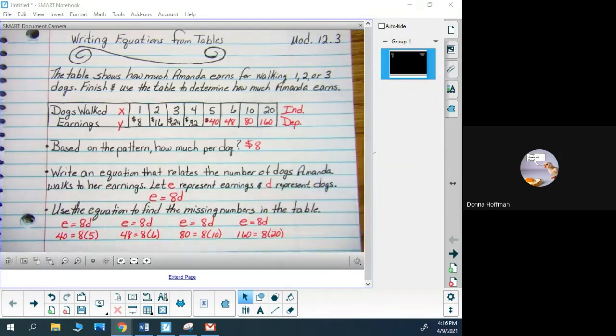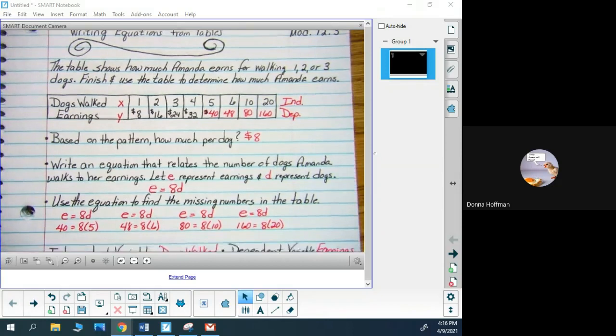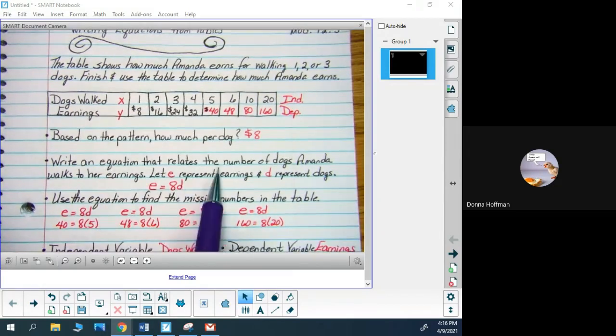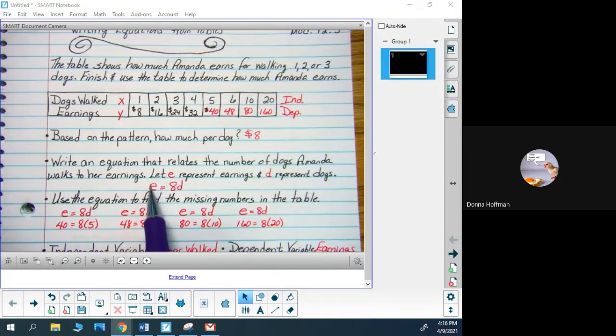So you can clearly see that the earnings, the money she makes, is completely dependent upon how many dogs she walks. So based on the pattern, how much per dog, we figured out that it was $8 because that's where our unit rate is, unit of 1. So if she does 1 dog, it's $8. So now we're going to write an equation that relates the number of dogs Amanda walks to her earnings. And we're going to let E represent the earnings and D represent the dogs. So her earnings, which is E right here, is equal to 8D, for 8 dollars per dog.